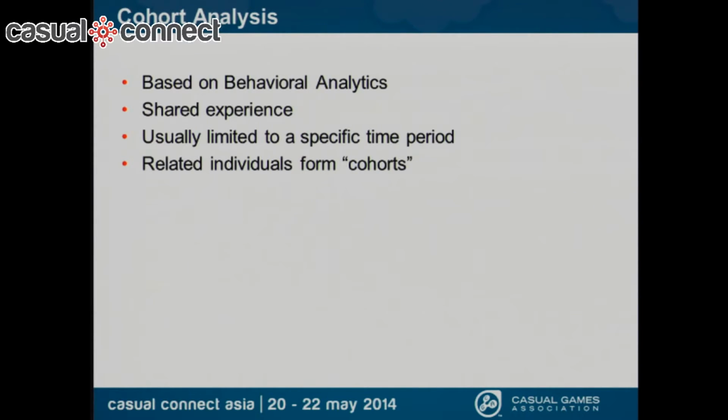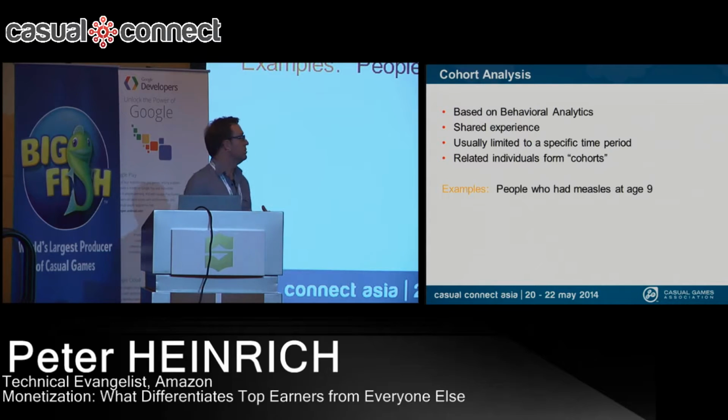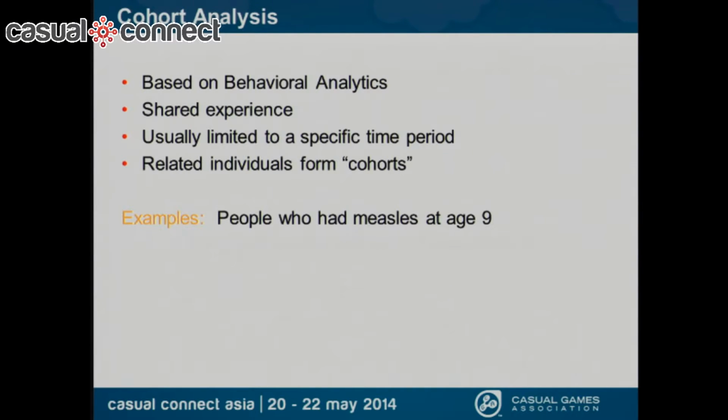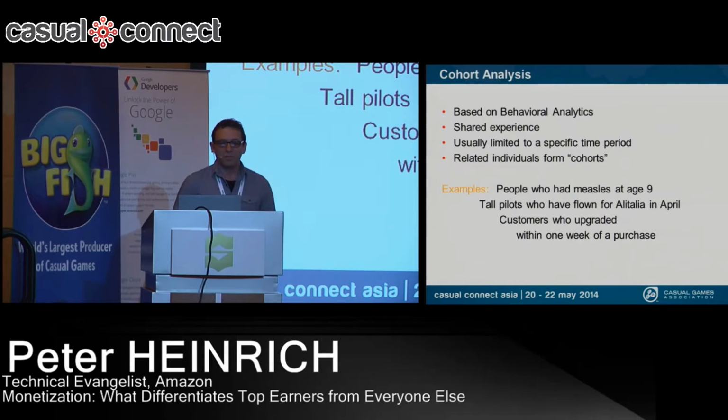So what we did is we turned to cohort analysis, which is a way to look at a bunch of data based on behavior of specific groups of people or cohorts. They're typically related to a shared experience, could be for a specific time period, and some examples might be people who have had measles at a certain age, or people with a specific physical attribute who have a specific job during a specific time. But of course, in our case, we might be looking for something a little more apropos. So customers, for instance, who have upgraded their purchase within 1 week of a previous purchase.